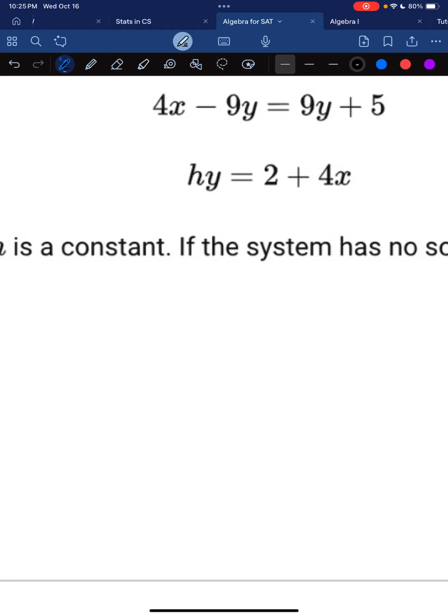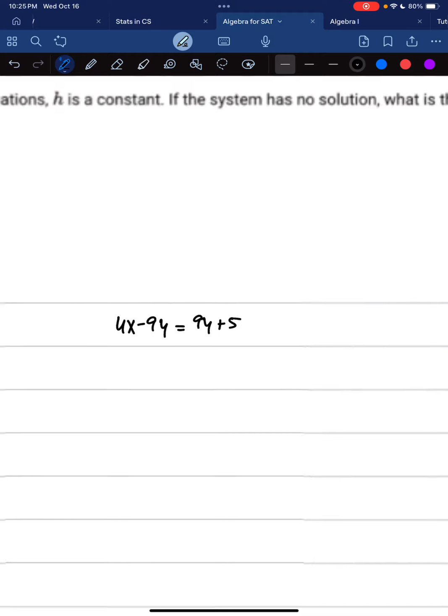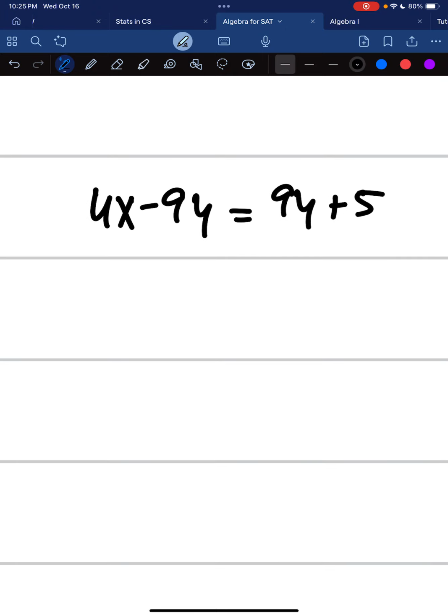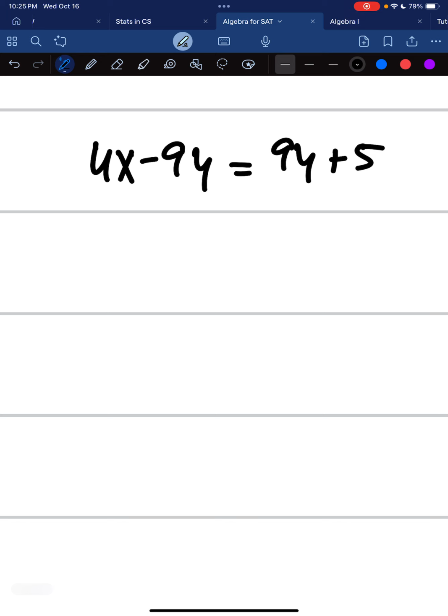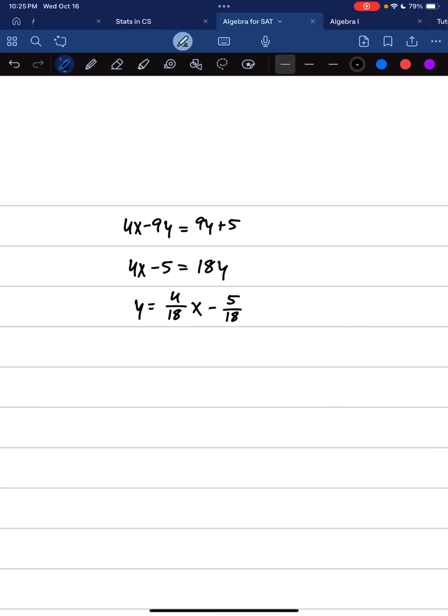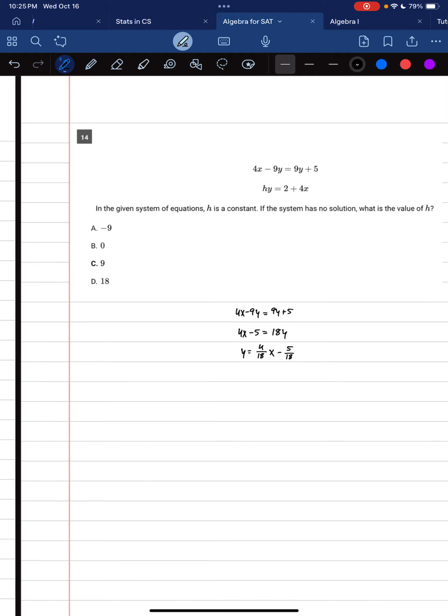So let's start with this first equation. We have 4x minus 9y equals 9y plus 5. I'm going to rewrite this in slope-intercept form. Why don't I move all of my y's to the right side for now and all my other terms to the left side. So I end up with 4x minus 5 equals 18y. And now I'm just going to divide both sides by 18. So I get y is equal to 4 over 18 x minus 5 over 18. So that's the first equation converted to slope-intercept form.